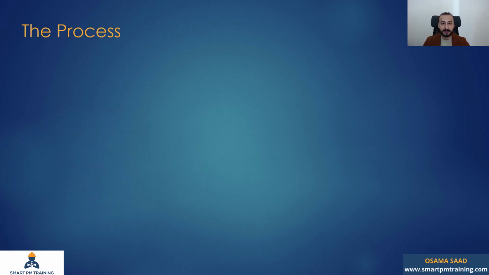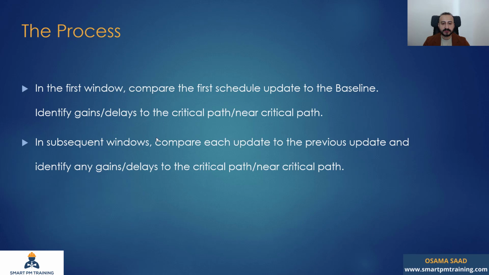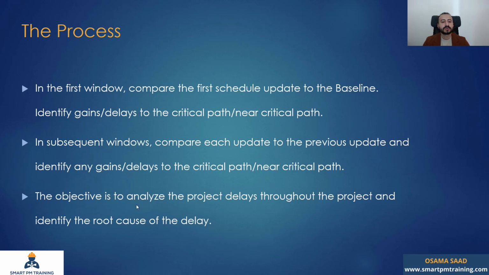What is the process? I'm gonna go step by step in this tutorial, but first, I'm gonna give you a high level of how it looks. In the first window, we will compare the first schedule update to the baseline. We will identify gains and delays to the critical path and near critical path as well. In subsequent windows, we will compare each update to the previous update to identify gains and delays to the critical path and near critical path. The objective is to analyze the project delays throughout the project and identify the root cause of the delay.